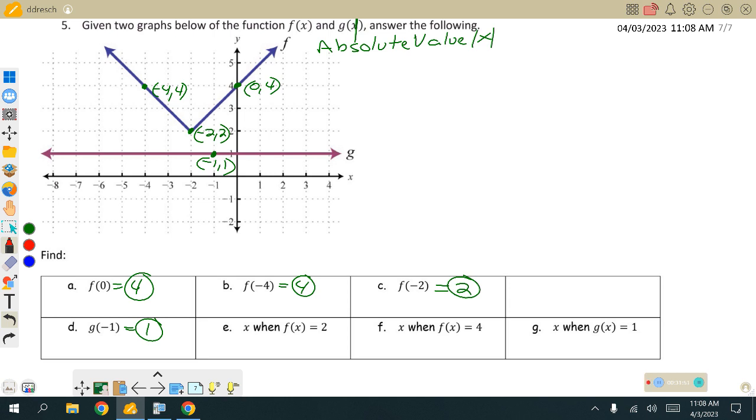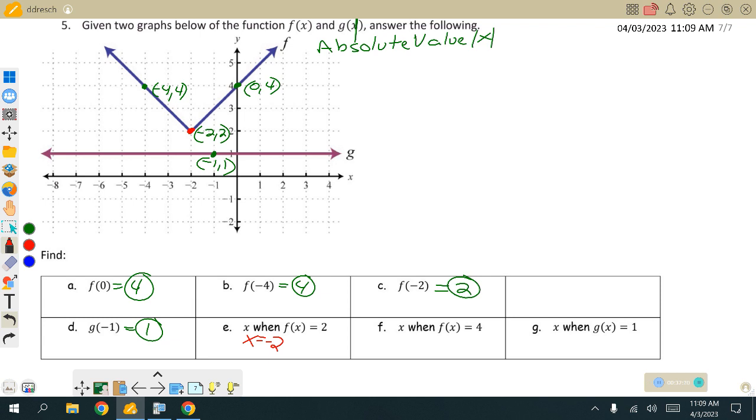So when y is 2, y-axis at 2, where's my graph at? Correct. I'm right here at x equals negative 2. This is the one that students have the most trouble with. I know why, but it's all about practicing it, and more practice. Letter F.